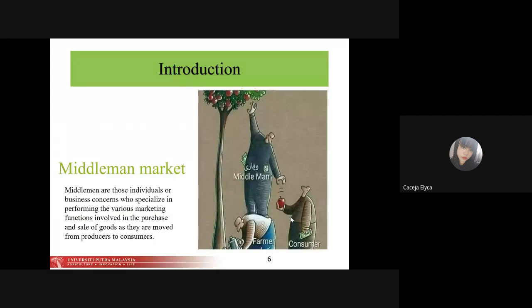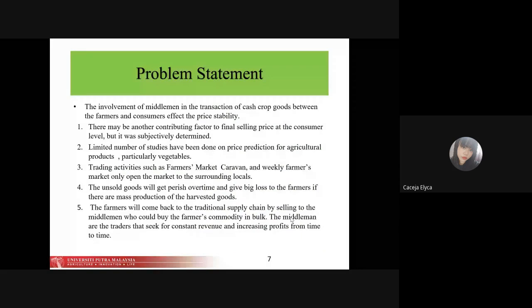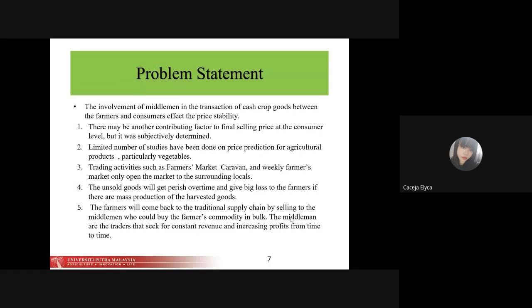The middlemen are those individuals or business concerns who specialize in performing the various marketing functions involved in the purchase and sale of goods, as they are moved from producer to consumer. As you can see from the picture, the farmers work so hard, but the middleman gets more profit than them. So the problem is that the involvement of the middleman in the transaction of cash crop goods between the farmer and consumer can affect price stability.